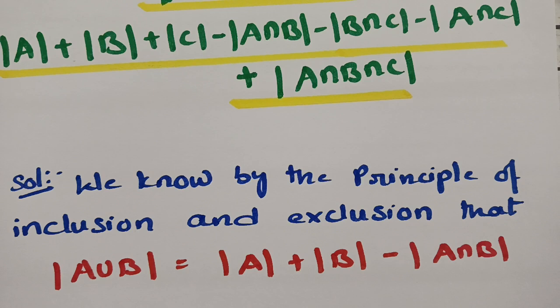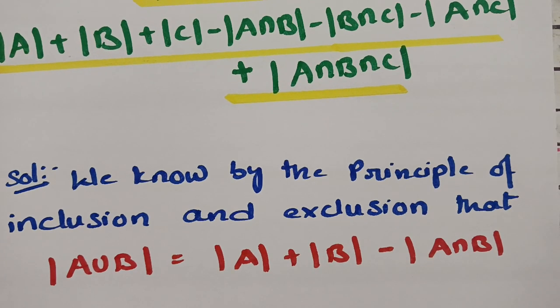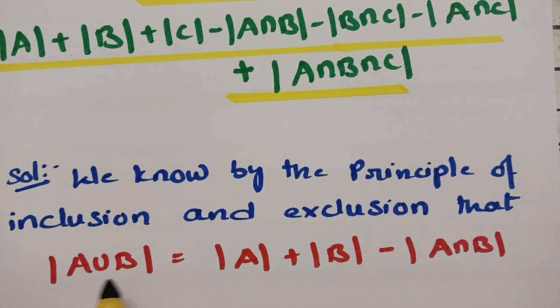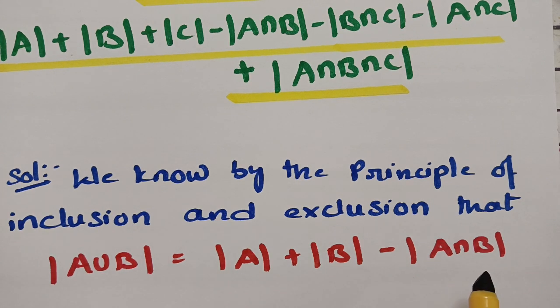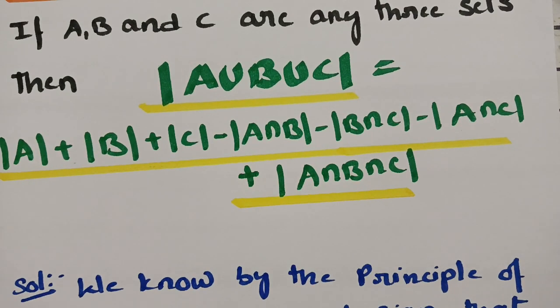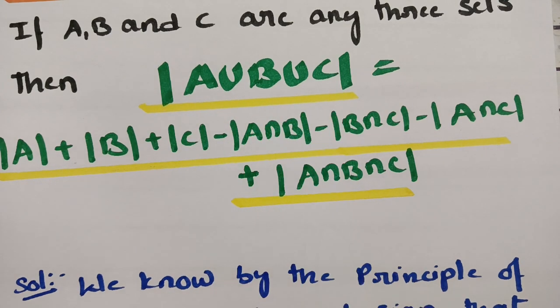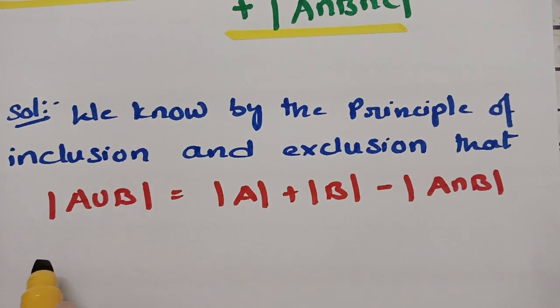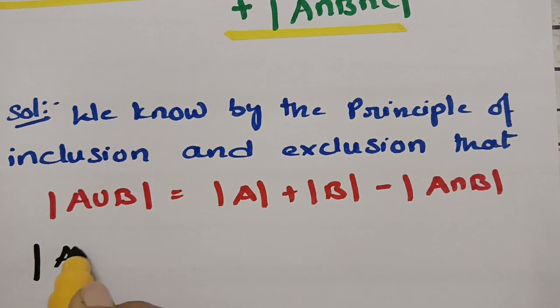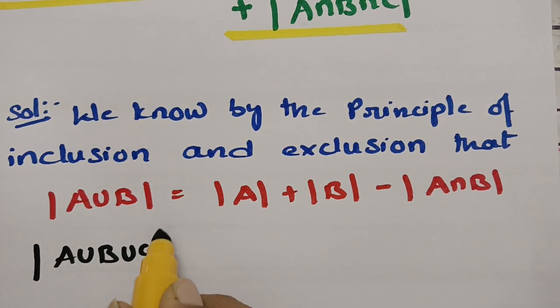As you know, by the principle of inclusion and exclusion, the number of elements in A union B is equal to the number of elements in A plus the number of elements in B minus the number of elements in A intersection B. So using this principle of inclusion and exclusion, I'm going to solve this one. We need the number of elements in A union B union C.